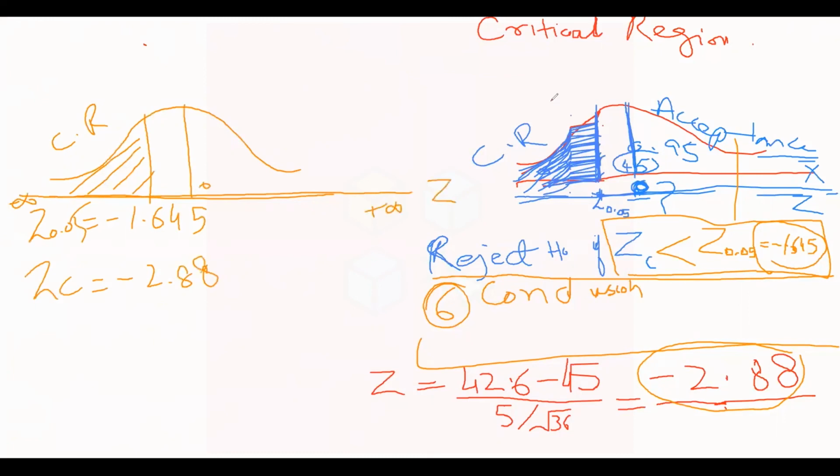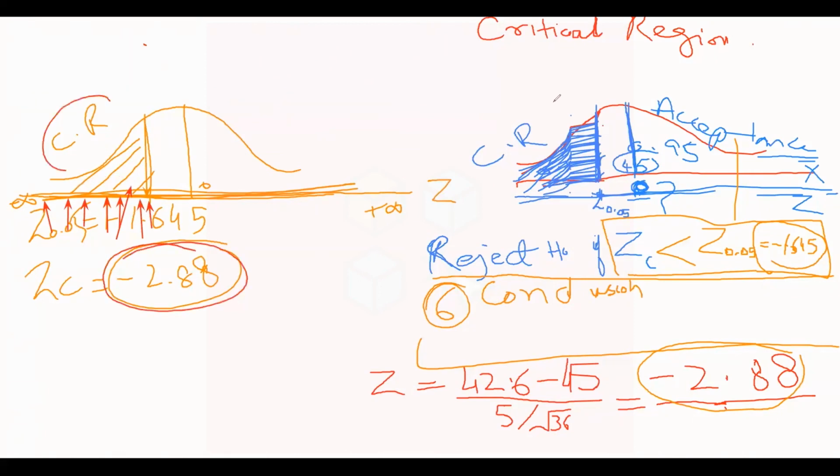The Z scale starts from minus infinity to plus infinity, and in the middle its value is zero, the mean of the standard normal curve. Minus 2.88 is pointed out here on the left hand side in the shaded area. Whenever our calculated value lies in the shaded area, it means it's rejected. If ZC is less than Z alpha, we will reject H naught. Whatever is mentioned in H naught is rejected. We accept the other statement which is written in the alternative hypothesis.